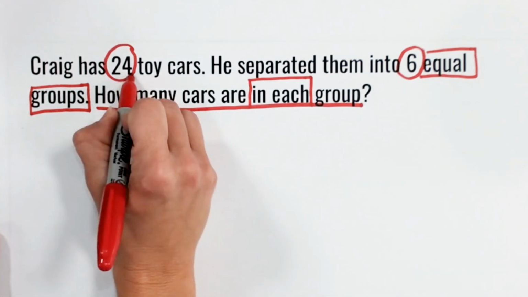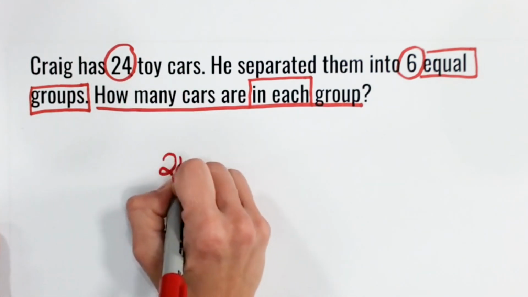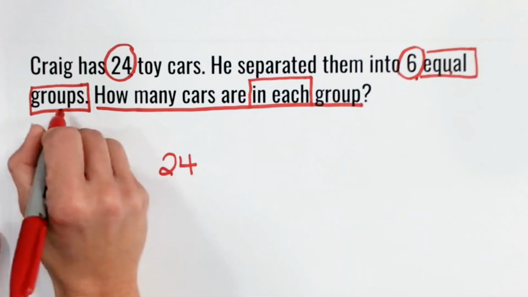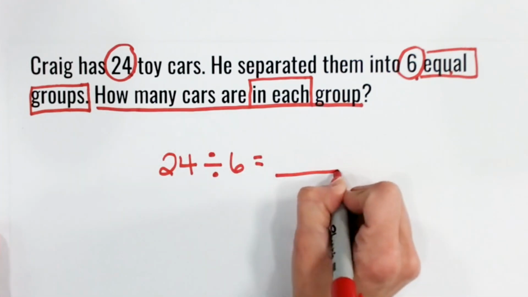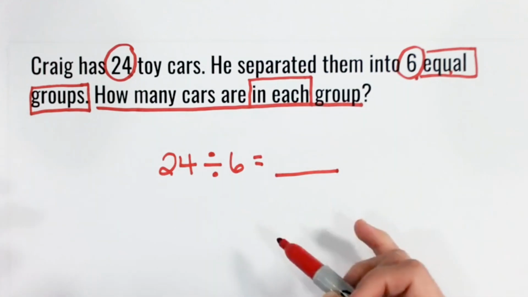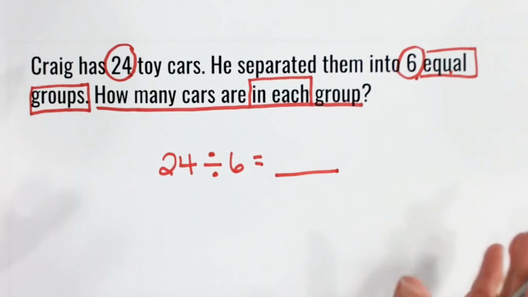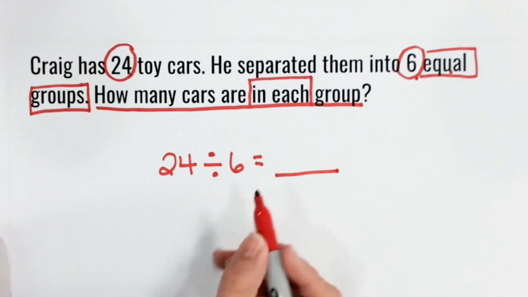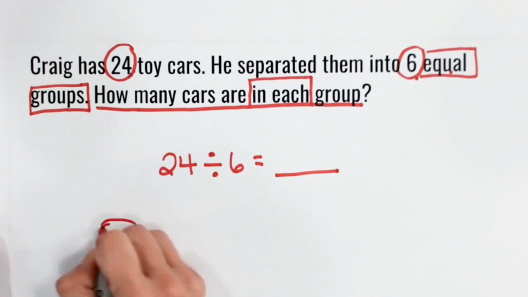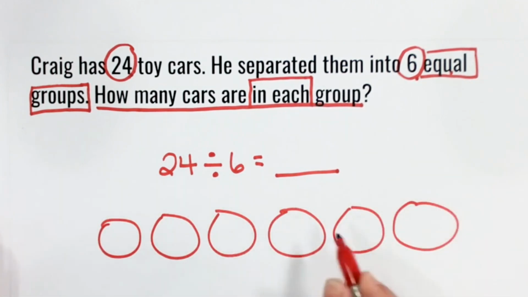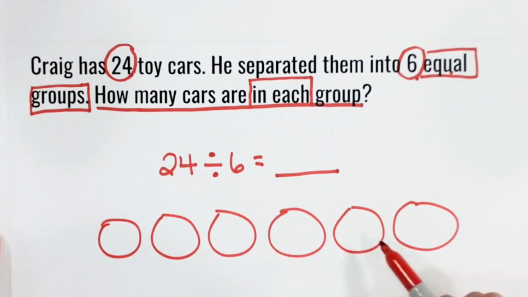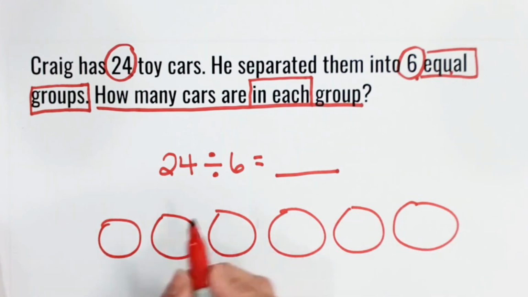We have 24 that we're breaking down into 6 equal groups. So 24 divided by 6 is equal to something. Now, there's lots of different ways we can do this, but we're working on those equal groups. So we want to start with drawing 6 equal groups. 1, 2, 3, 4, 5, 6. And these are the 6 groups that Craig sorted his cars into. Now let's sort them equally.